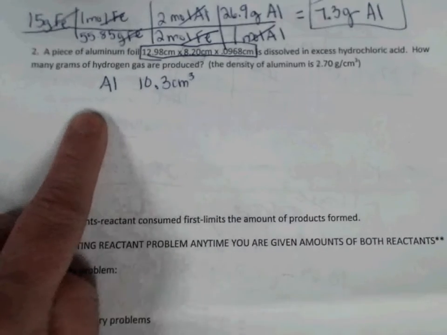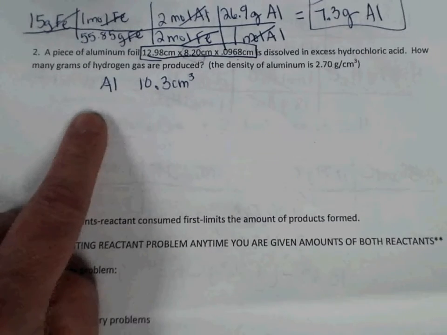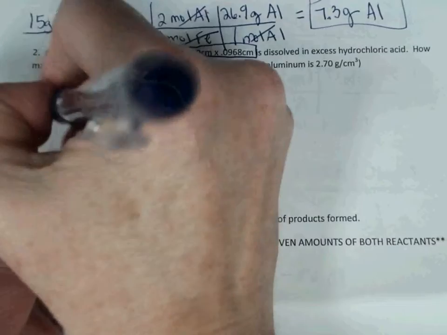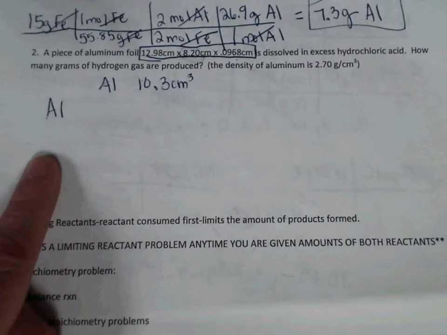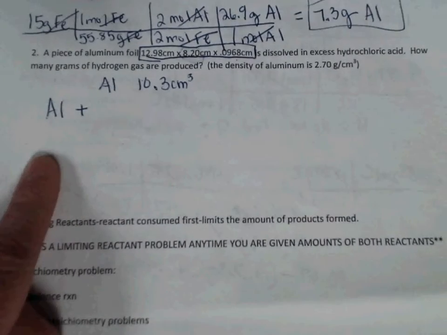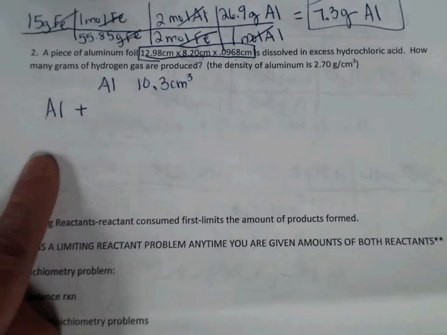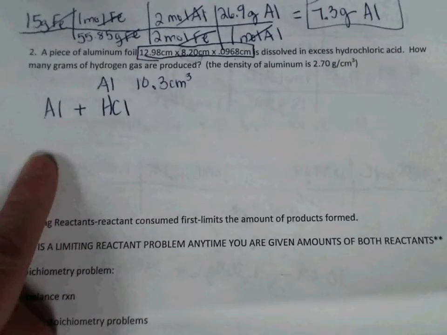Let's write this reaction. A piece of aluminum foil with these dimensions is dissolved in hydrochloric acid. Those are my 2 reactants, right? Yes. Aluminum and hydrochloric acid. So how am I going to write this? Aluminum, that's not a diatomic element, is it? No. So it just sits by itself. Plus HCl. If you put hydro in front of it, does it have oxygen? HCl.